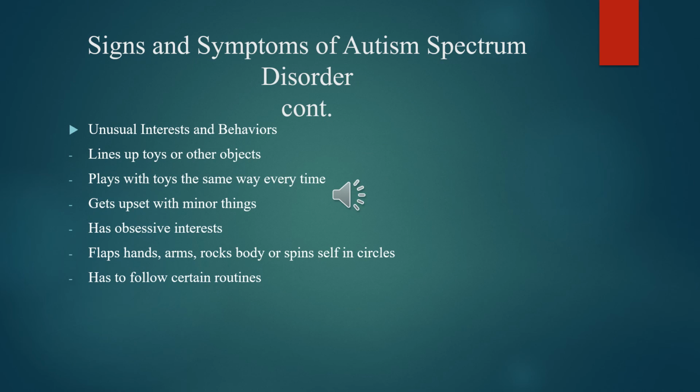Slides 7 and 8 are a continuation of various signs and symptoms to look for in children that may be exhibiting autism, may be on the autism spectrum, or may be showing signs of autism spectrum disorder. So slide number 7, I included unusual interests and behaviors. The child may line up toys or other objects. The child may play with toys the same way every time, such as stacking blocks or stacking Legos.